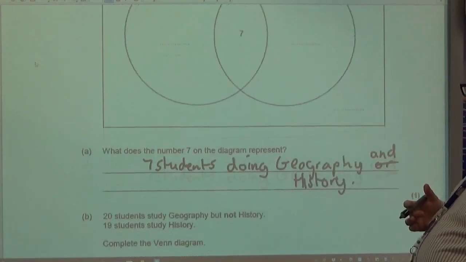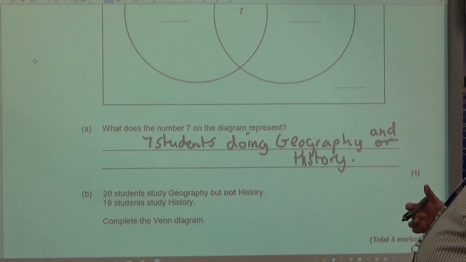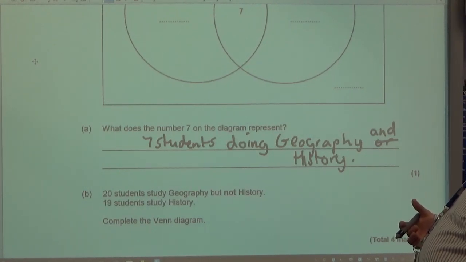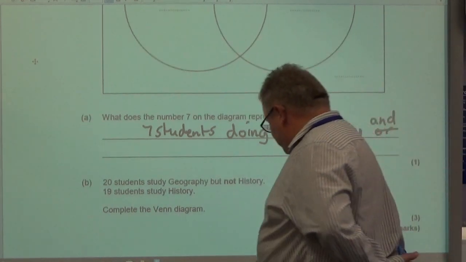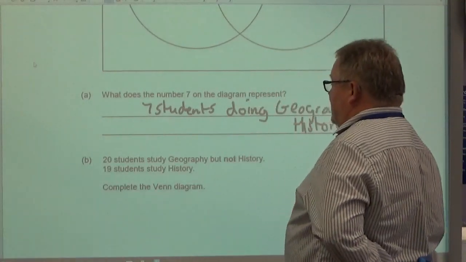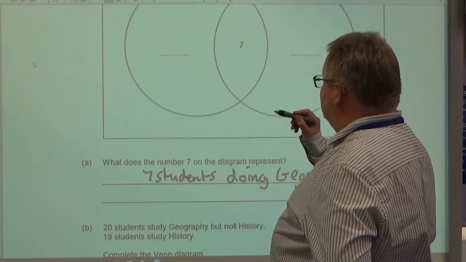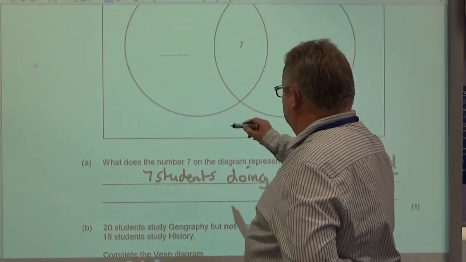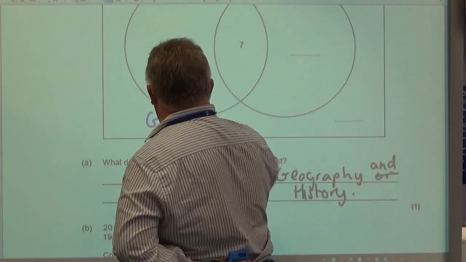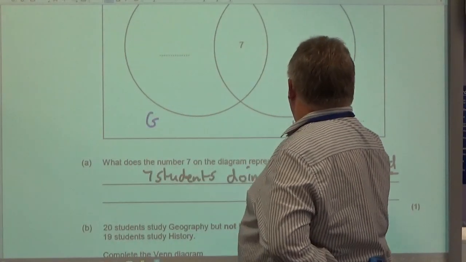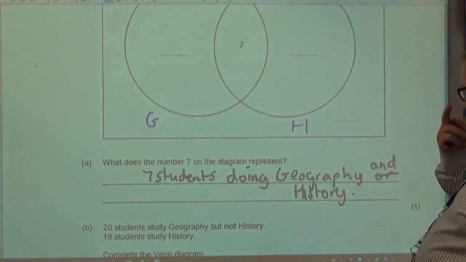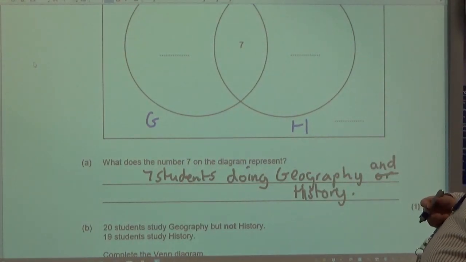So 20 students study geography but not history, and 19 students study history. So now we've got to think about this a little bit more. I think this is the geography and this is the history here. So 20 students study geography but not history.